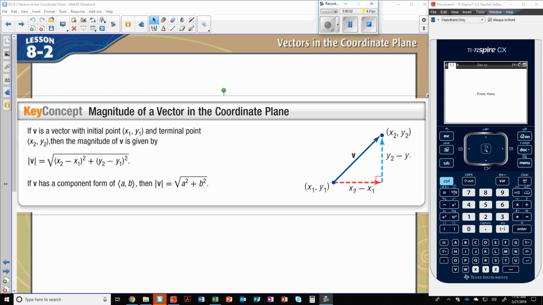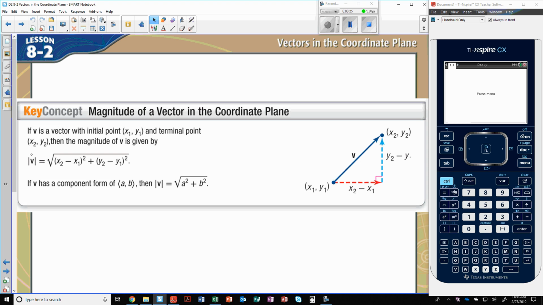Example 2, magnitude of a vector. If v is a vector with initial point x, y, and the terminal point x2, y2, then the magnitude is given by taking the terminal point and subtracting the initial, so terminal x minus initial x and square it, and then the terminal y minus the initial y and squaring that. It's the Pythagorean theorem is all this is.